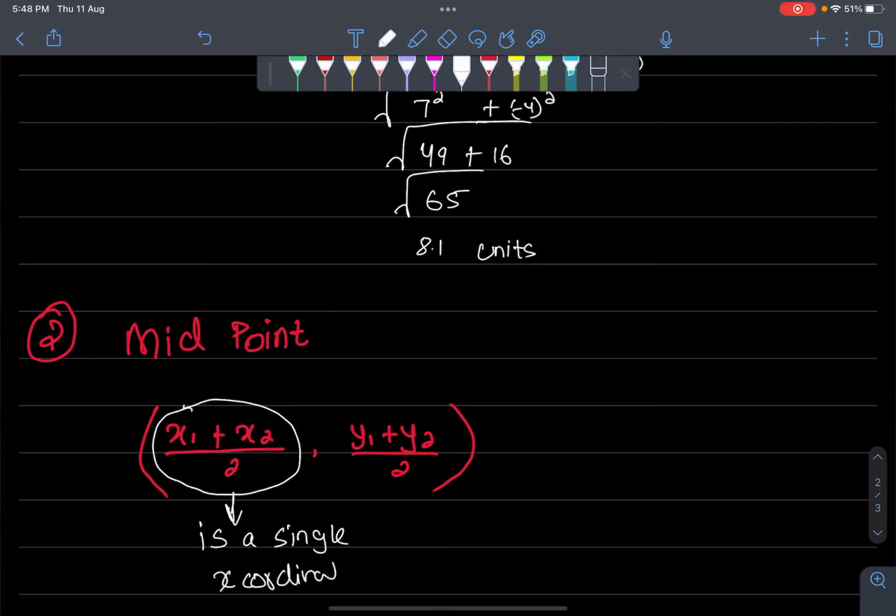Okay, focus on this comma over here. The moment you're working with a comma, that means you are moving on to the coordinate system. When you simplify x1 plus x2 upon 2, you will have one single value. That single value will be called the x coordinate of the midpoint. So basically, xm comma ym. xm and ym are the midpoints.